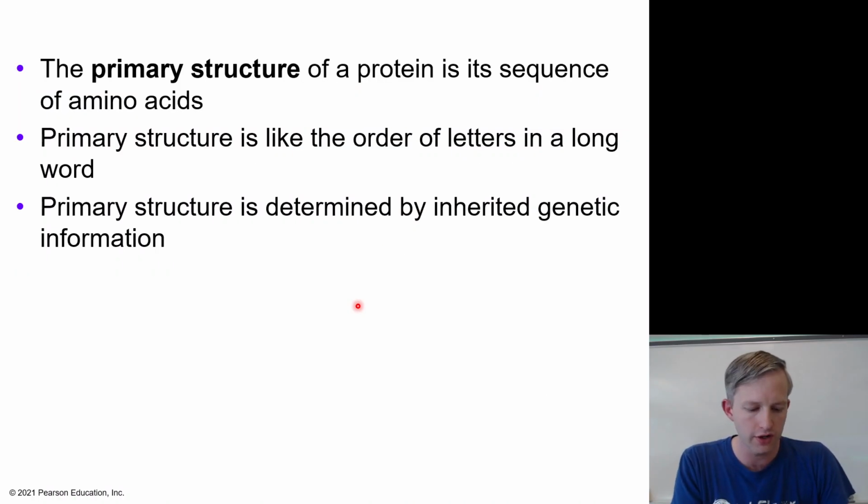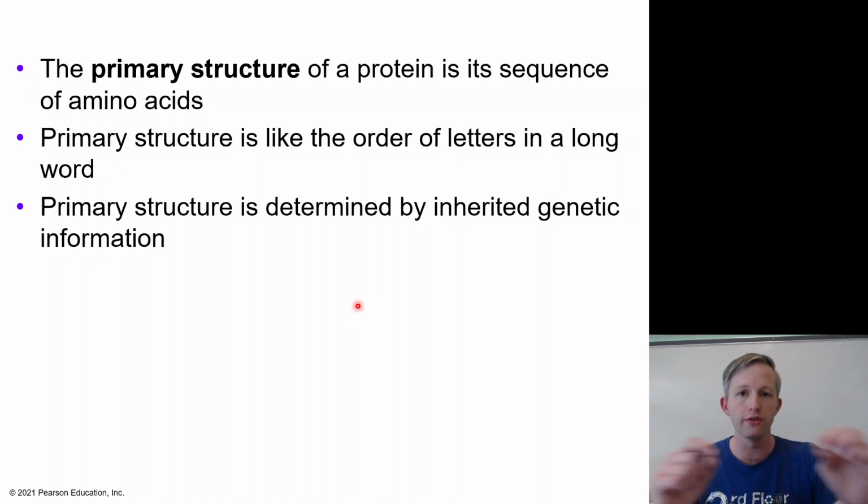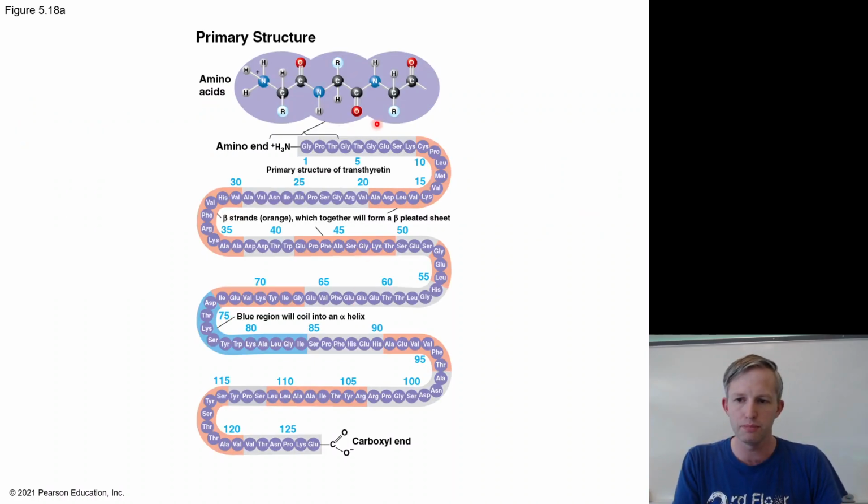Now, the primary structure is a little different because the primary structure is really just a matter of what did the DNA tell the ribosome to make, because that's the order of the amino acids. And so you can have this big long chain here that the mRNA told the ribosome to just put all of these different amino acids in this particular order. That's the primary structure.